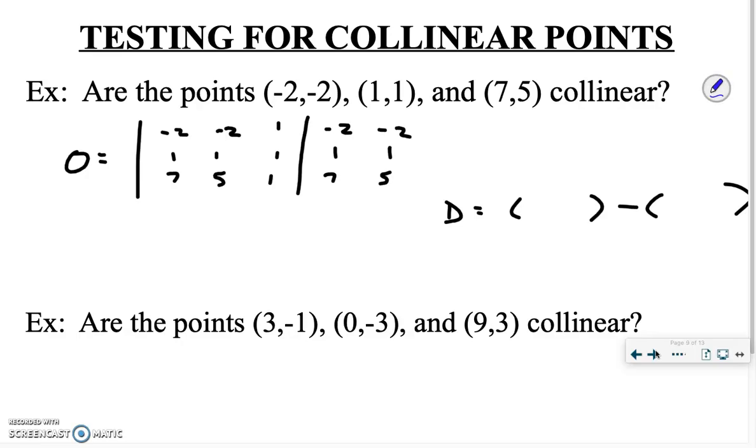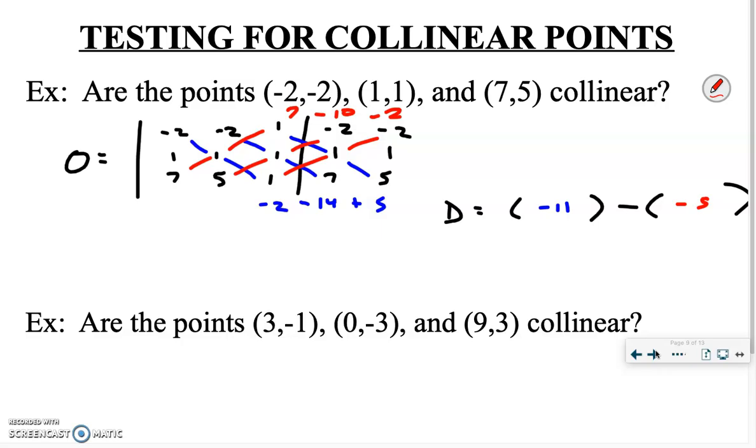As we're multiplying diagonally going down, -2 times 1 times 1 is -2, -2 times 1 times 7 is -14, 1 times 1 times 5 is 5. So -2 minus 14 is -16, plus 5 is -11, the sum of the downs. Multiplying diagonally going up, 7 times 1 times 1 is 7, 5 times 1 times -2 is -10, 1 times 1 times -2 is -2. 7 minus 10 is -3, minus 2 is -5. So -11 minus -5 is -6.